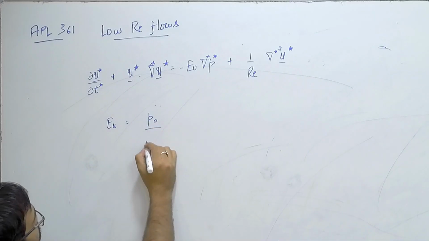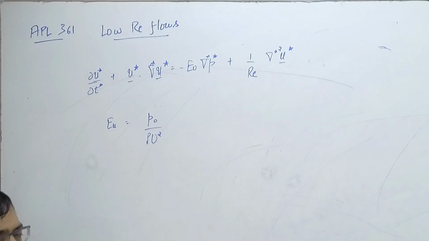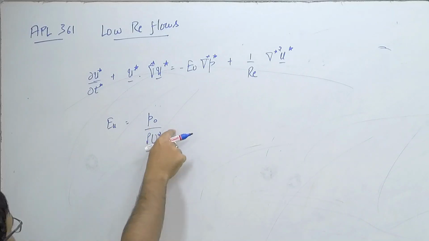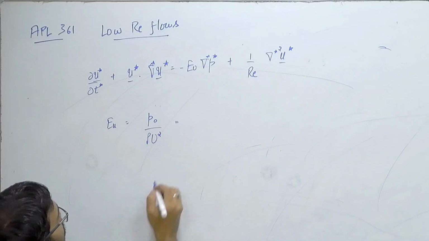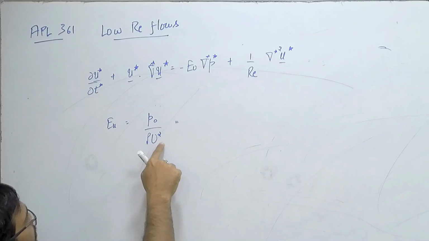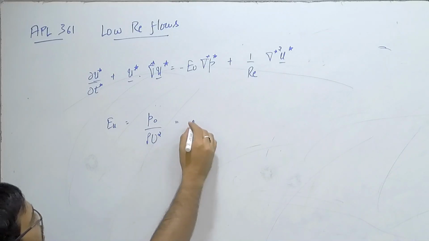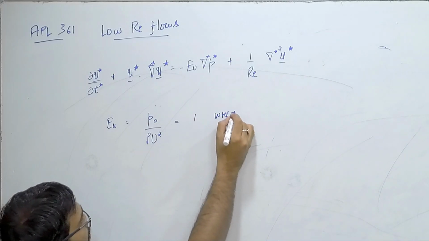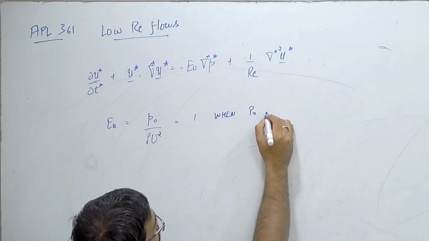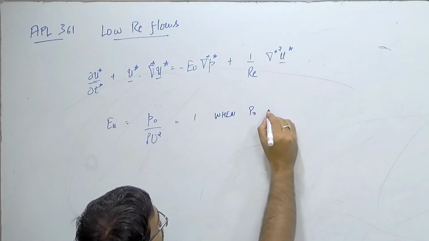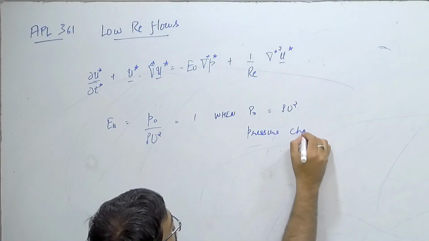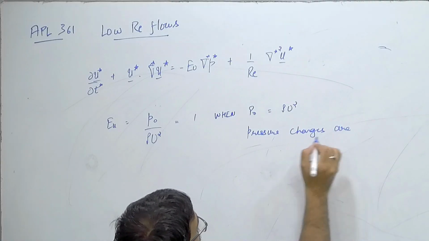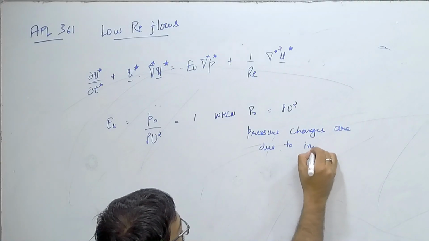P naught over rho u square, where these are the scales. Okay, these are not the fields that we are talking about, these are the scales of pressure, velocity. Density is anyways constant in our incompressible flow discussion, so it does not matter. Okay. So, P naught over rho u square, you take it as 1 when P naught equals rho u square or pressure changes are due to inertia of the flow.